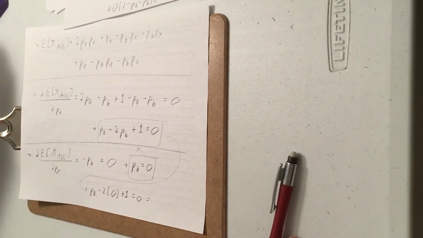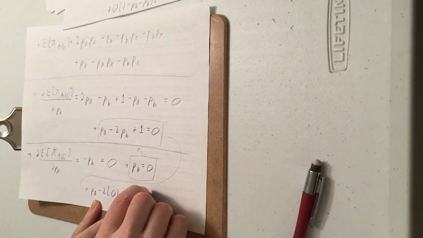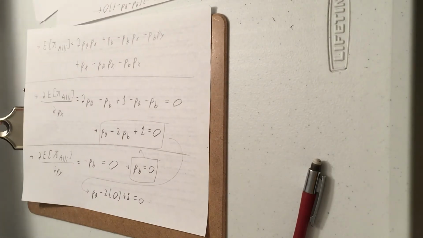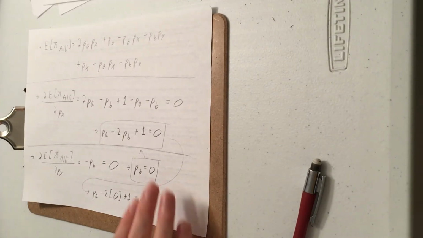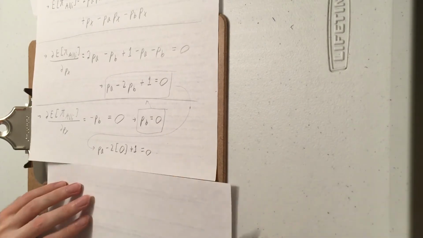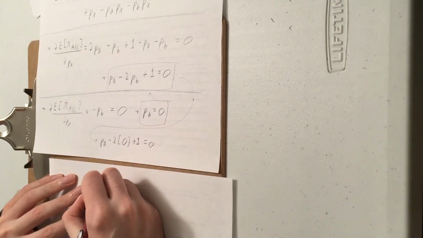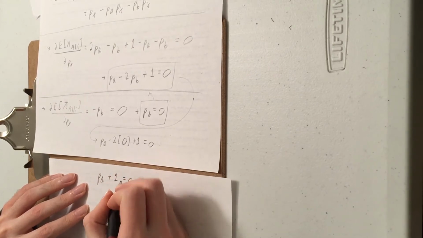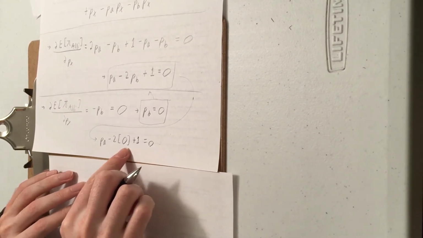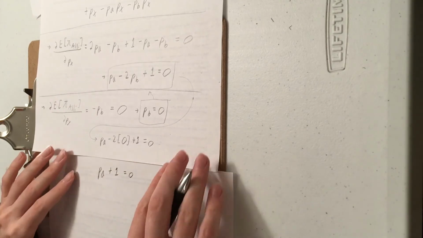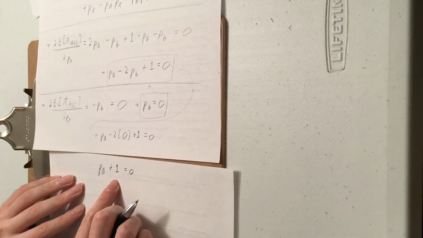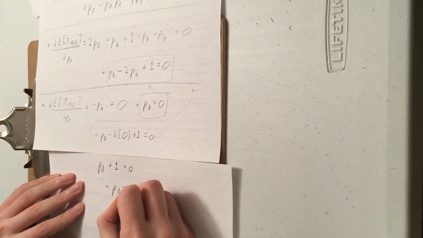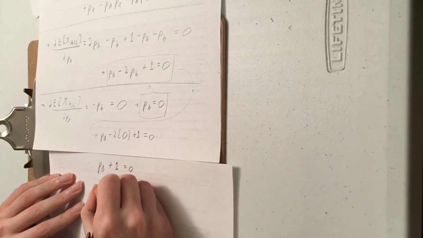So that's going to mean that PA plus 1 equals 0. So 2 times 0 is 0, so that just goes away. I'll push that 1 to the other side, and I find that PA equals negative 1.